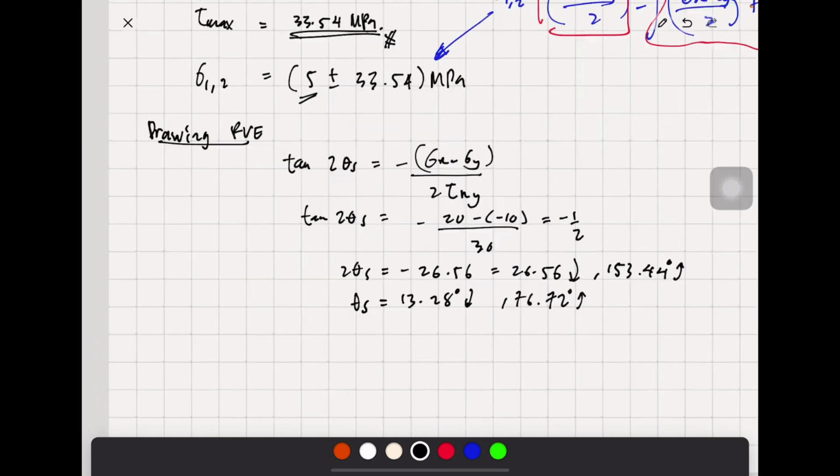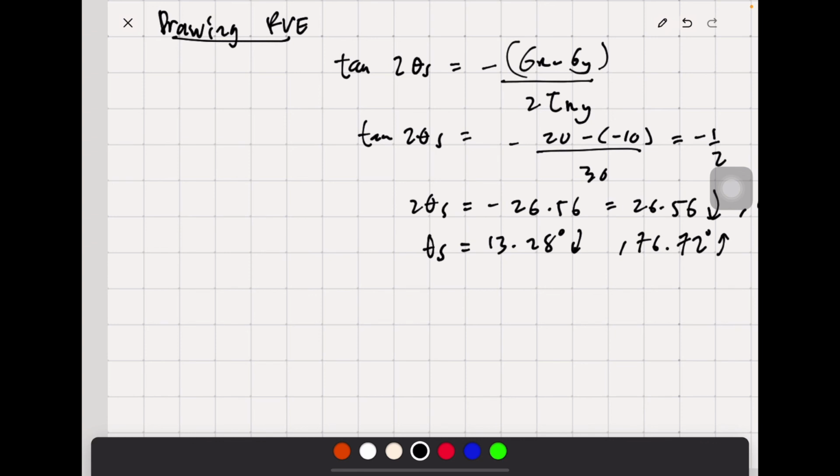counterclockwise, and it is more obvious when we draw the stress element, by using the reference of theta equals 0 degrees, and this is positive. 13.28 is going slightly downward. This is 13.28 degrees. This is x prime, and using the blue line as a reference, draw the element at 90 degrees to this blue line.